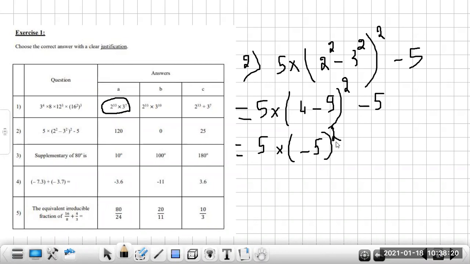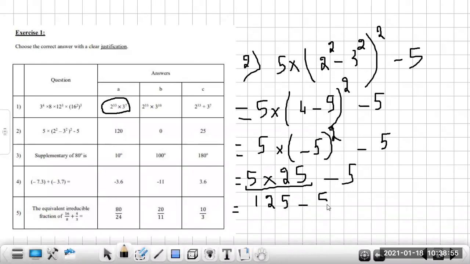Power 2 and minus 5. By PEMDAS, we start with exponent with brackets. So 5 times minus 5 power 2 becomes plus, 5 power 2, 25 minus 5. Of course, we start by the multiplication: 5 times 25, that's 125, minus 5. So the answer is 120, which is the same thing, its answer is A.